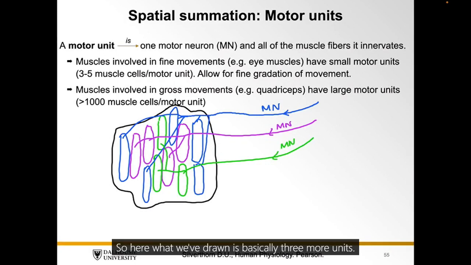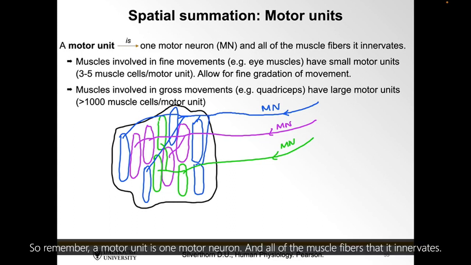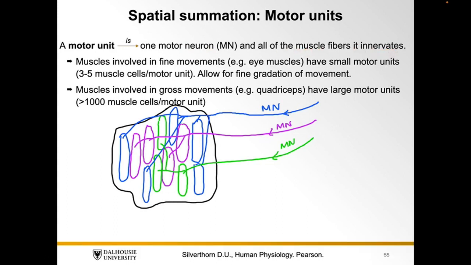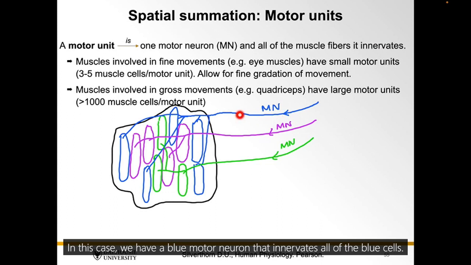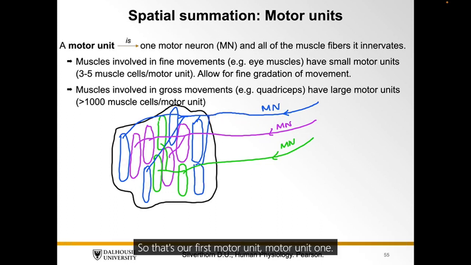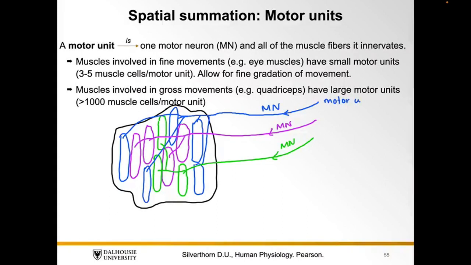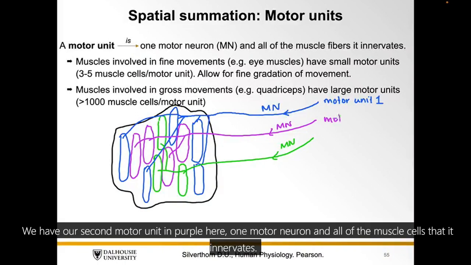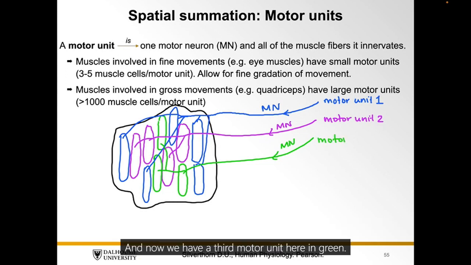So here what we've drawn is basically 3 motor units. So remember, a motor unit is one motor neuron and all of the muscle fibers that it innervates. In this case, we have a blue motor neuron that innervates all of the blue cells. So that's our first motor unit. That's motor unit 1. We have a second motor unit in purple here, one motor neuron and all of the muscle cells that it innervates, and now we have a third motor unit here in green.